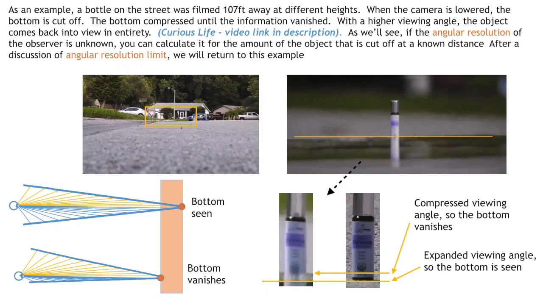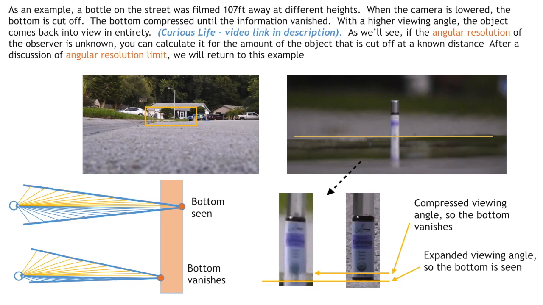As an example, a bottle on the street was filmed 107 feet away at different heights. When the camera is lowered, the bottom is cut off. The bottom compressed until the information vanished. With a higher viewing angle, the object comes back into view in its entirety. And again, video link in the description.